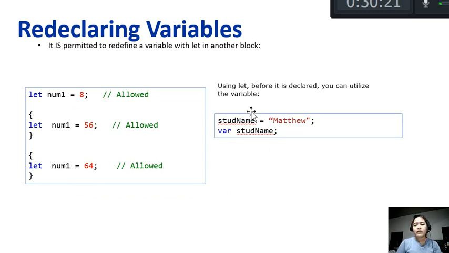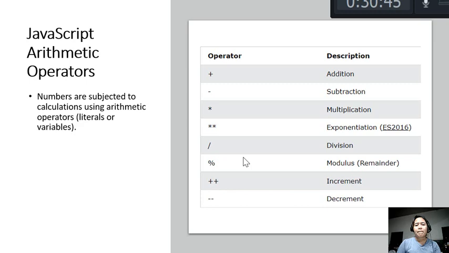Okay, so using a variable before it is declared. If you're going to use a variable even before declaring it, that's also allowed using the var declaration. Okay, so for instance, as you can see here, we have already assigned a value to studname and we have not actually declared it yet.